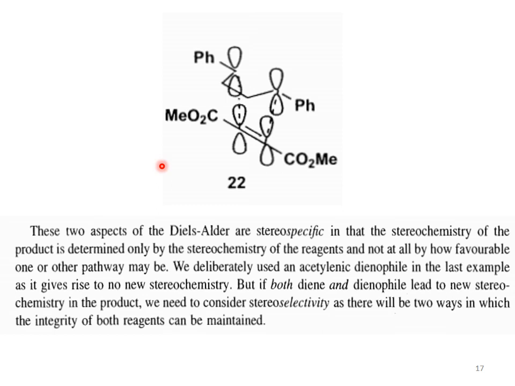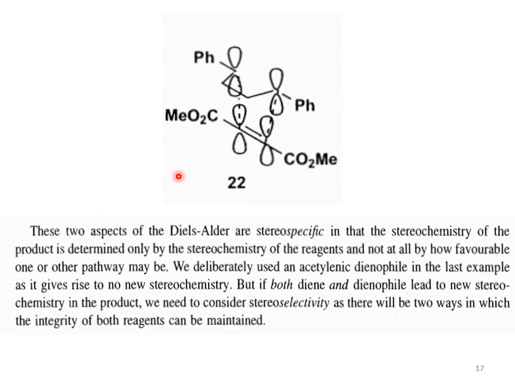These two aspects of the Diels-Alder are stereospecific in that the stereochemistry of the product is determined only by the stereochemistry of the reagents and not at all by how favorable a pathway is. So, stereochemistry is determined from the stereochemistry of the reactant and not from the path. We deliberately used a styrenic dienophile in the last example as it gave rise to no new stereochemistry.